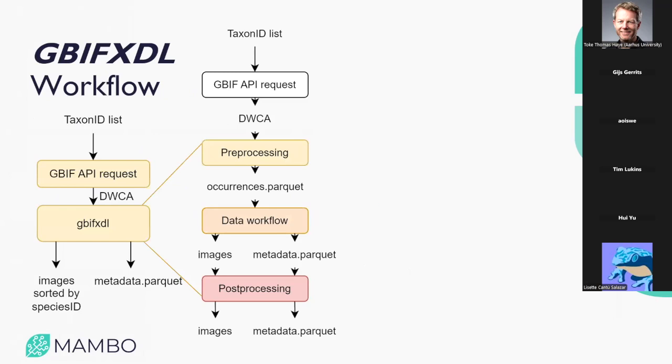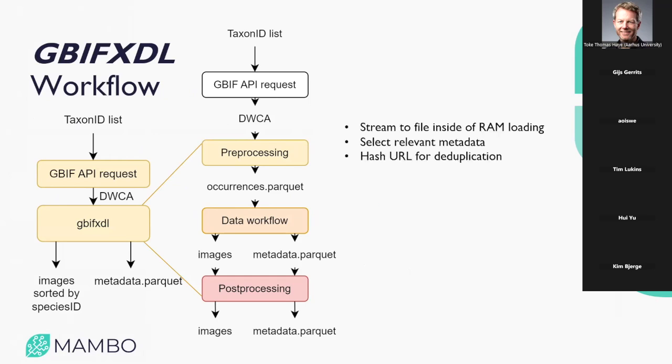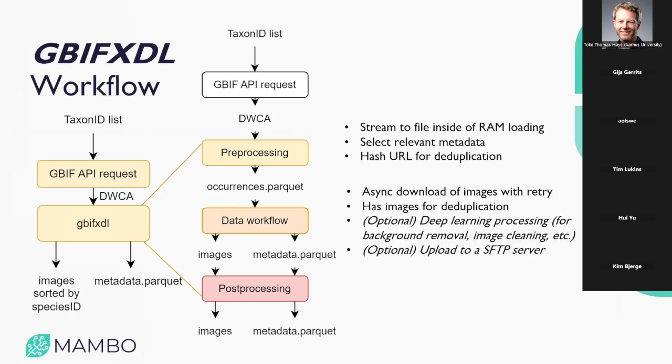The first step is the dialogue with the GBIF platform. From the taxon ID list as input, it gets this Darwin Core Archive file, which represents your occurrences. It's a rather big file, so during the pre-processing, you want to stream this file. You don't want to load it entirely into computer memory to avoid overflowing your memory. Just to give you a number, it can be 300 gigabytes of just URLs. So it's quite large.